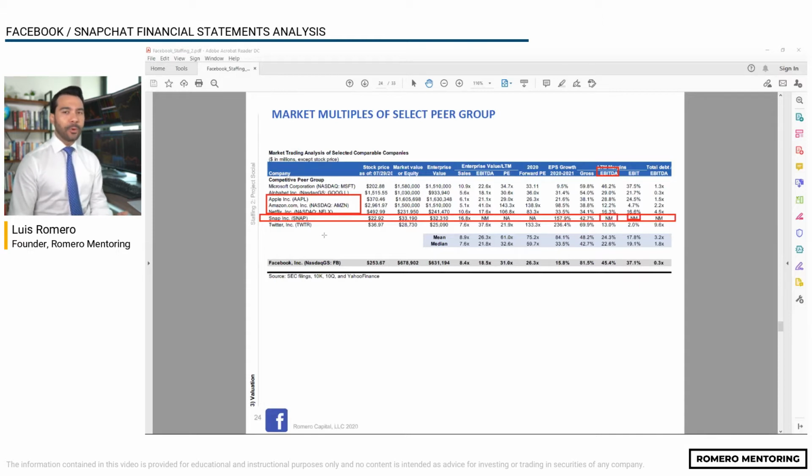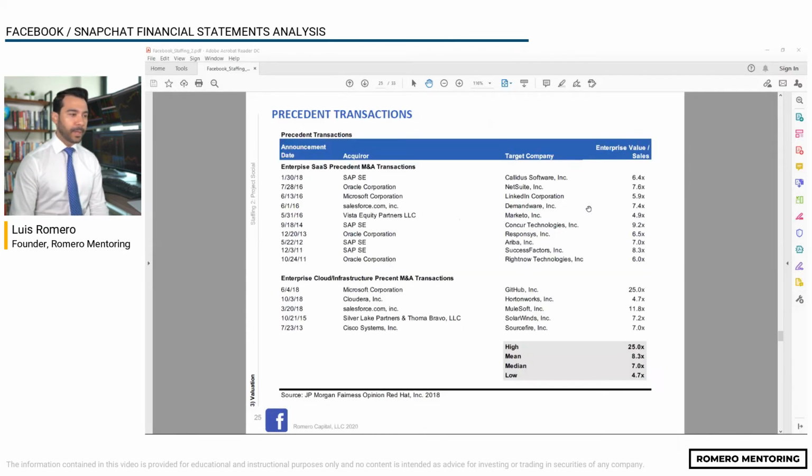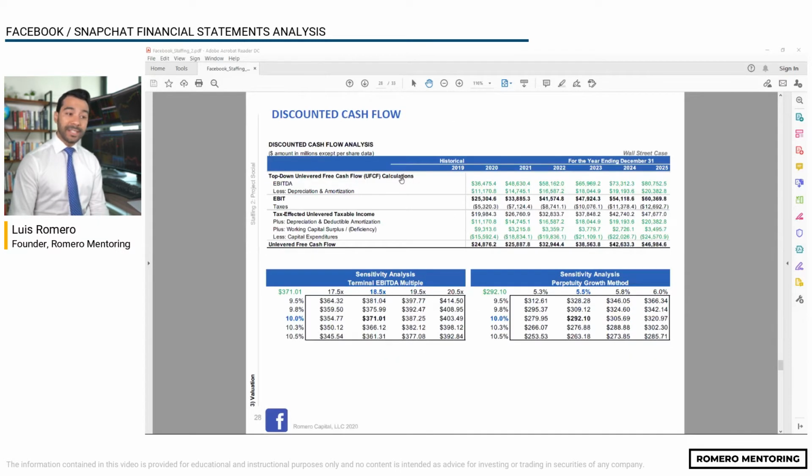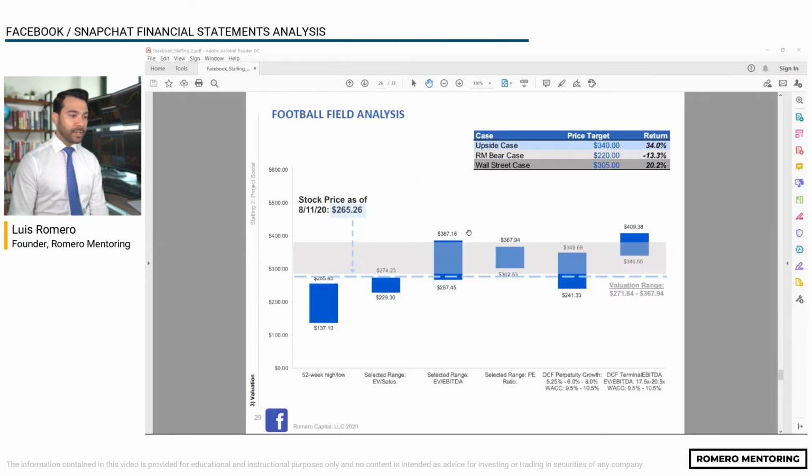But with Snapchat, when we look at their financial statement, there are a few things that are important to recognize, especially if you are a shareholder. But let's continue here more into her valuation. Here you have comparable company analysis from a multiple standpoint. This is her DCF analysis. This is her football field where she blended different methodologies and arrived at a reasonable valuation for the company.